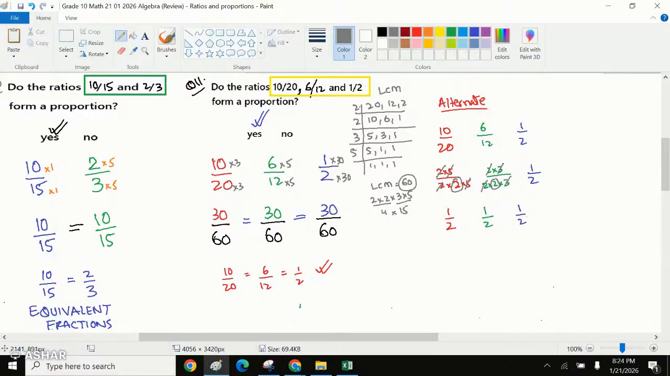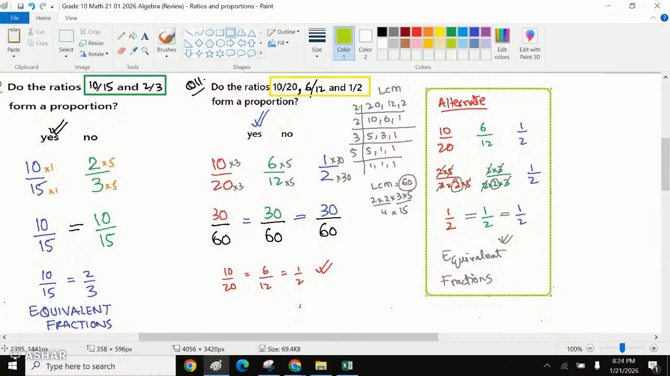So this is by reducing the fractions. We can still say, yes, they are all equal and they have proportionality or they are equivalent fractions, right? So this was just the alternate way. So it's your choice. It would be your approach how you can do the question.